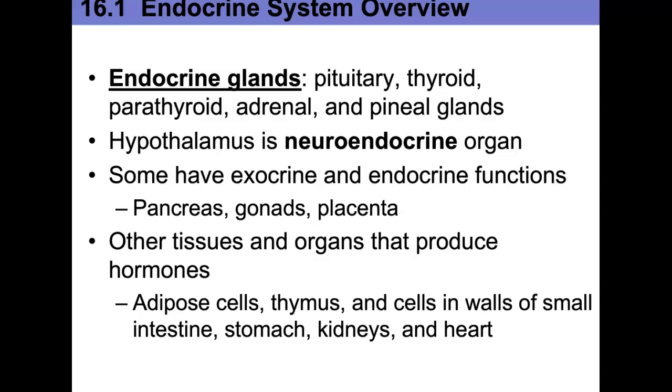Now, some of the glands that are part of the endocrine system also have exocrine functions, which means they have ducts and they can secrete things outside the body. These would be the pancreas, the gonads, so gonads in females are the ovaries, in males the testes, and the placenta. There are other organs that also secrete hormones that you should be aware of. The thymus, for example, is one that we'll talk about.